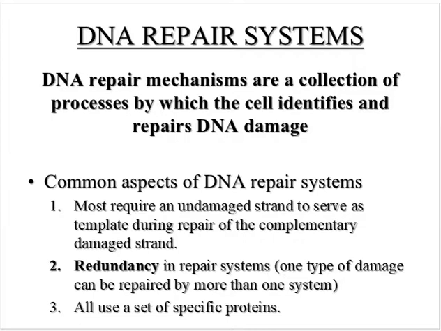So we define DNA repair systems, because you're probably wondering what they are. These are just collections of processes by which the cell is able to identify and then repair damage to a sequence of DNA. Now, it's crucial for you to understand that there's a distinct difference between damage and mutation.